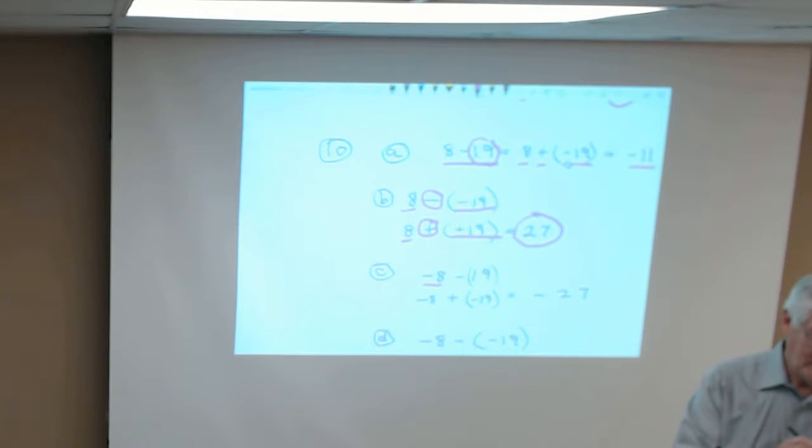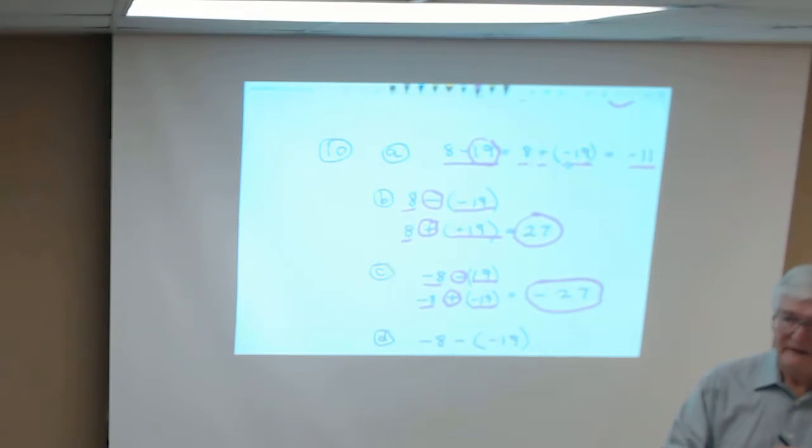Negative 8 minus 19 would be negative 8 plus what? Negative 19. And what would that be? Negative 27. You see where the answers look a little strange? Because if you were just doing it in your head, you would make a mistake.